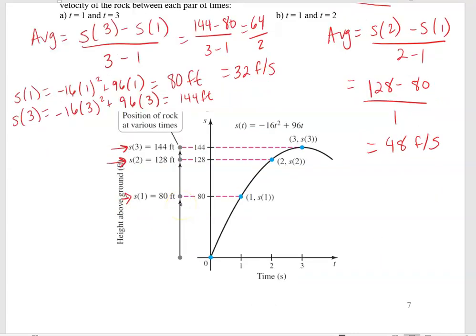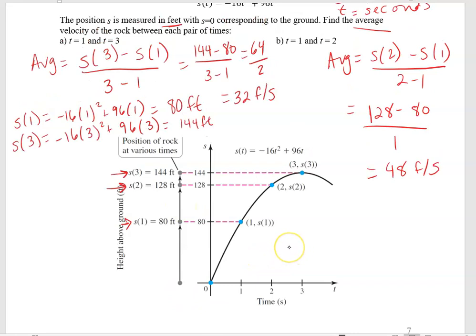So what do these numbers mean geometrically? Well, remember, these are really slopes is what they are. So in the first example here, 1 to 3, that would be the slope of the line that goes through the points where t is 1 and t is 3. So I'm going to connect those. And the slope of that line is 32. That's what we're saying with this value. The second example was from 1 to 2. So from t equals 1 to t equals 2 right there. Notice that if I connect those 2 points, the slope of that line is a good bit steeper, and the slope of that line would be 48.